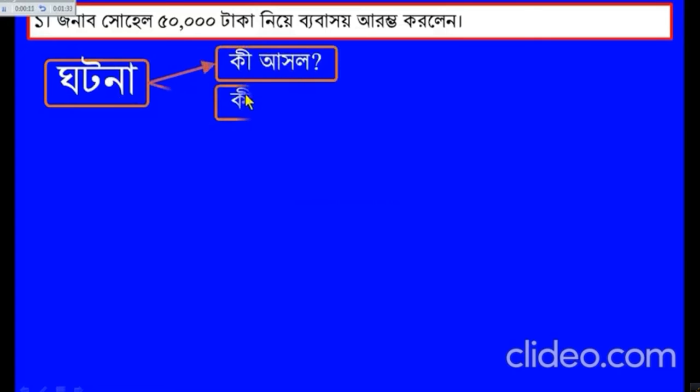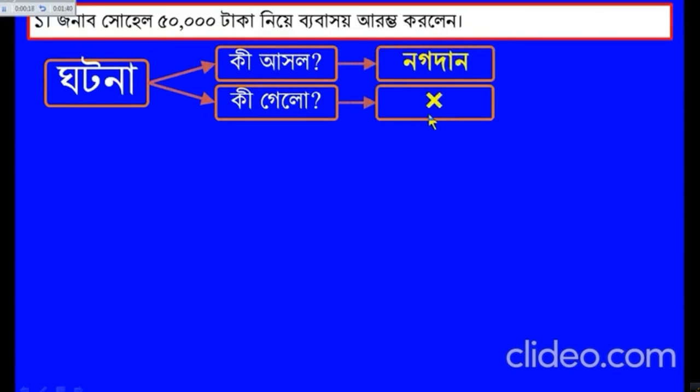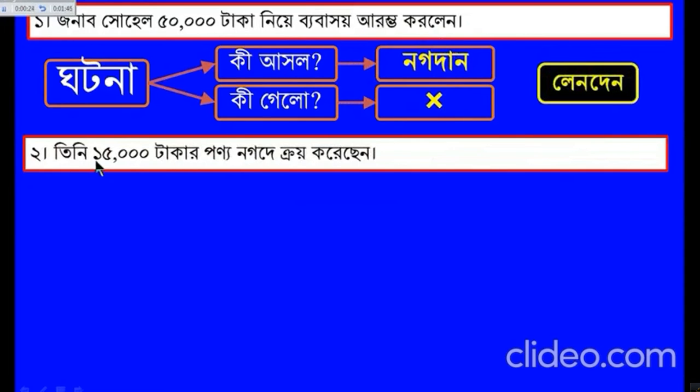Say, Mr. Sohel has started his business with 50,000 taka. It is an event. So which one has come into the business and which one has gone out from the business? Which one has come into the business? Cash. Which one has gone out from the business? Nothing. So it is a transaction. We have got one answer.